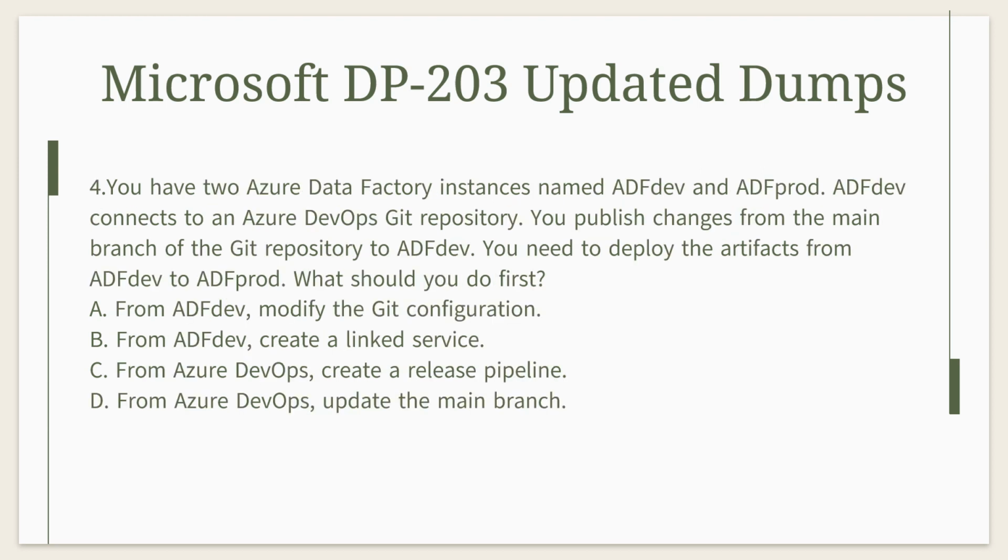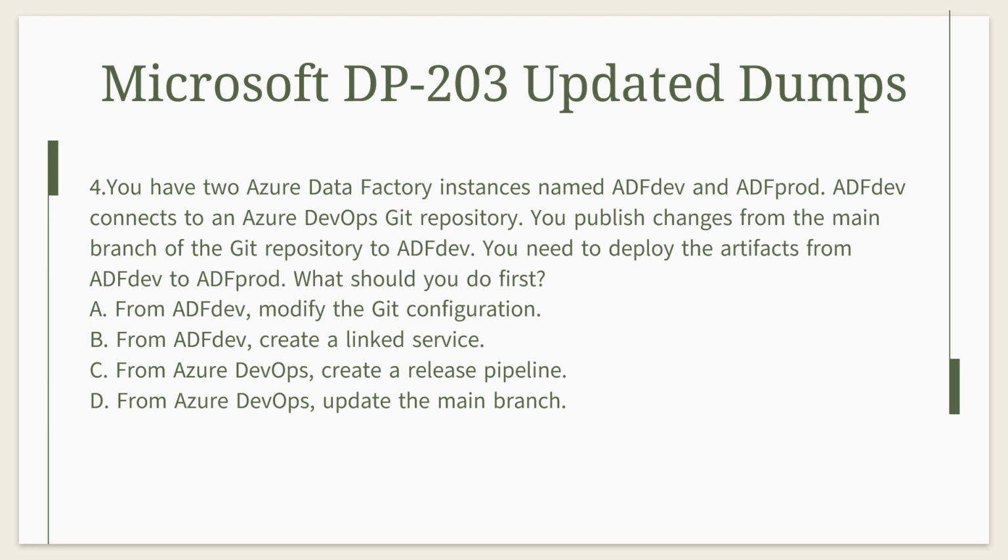4. You have two Azure Data Factory instances named ADF Dev and ADF Prod. ADF Dev connects to an Azure DevOps Git repository. You publish changes from the main branch of the Git repository to ADF Dev. You need to deploy the artifacts from ADF Dev to ADF Prod. What should you do first?